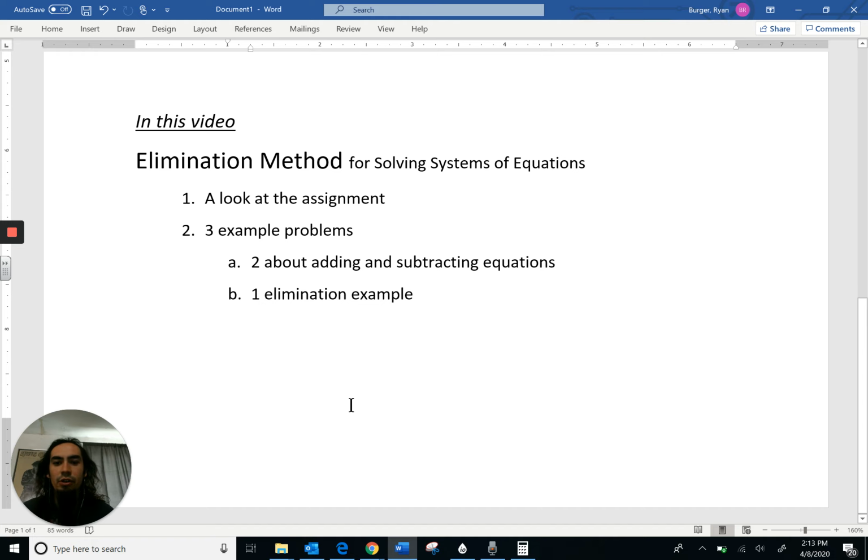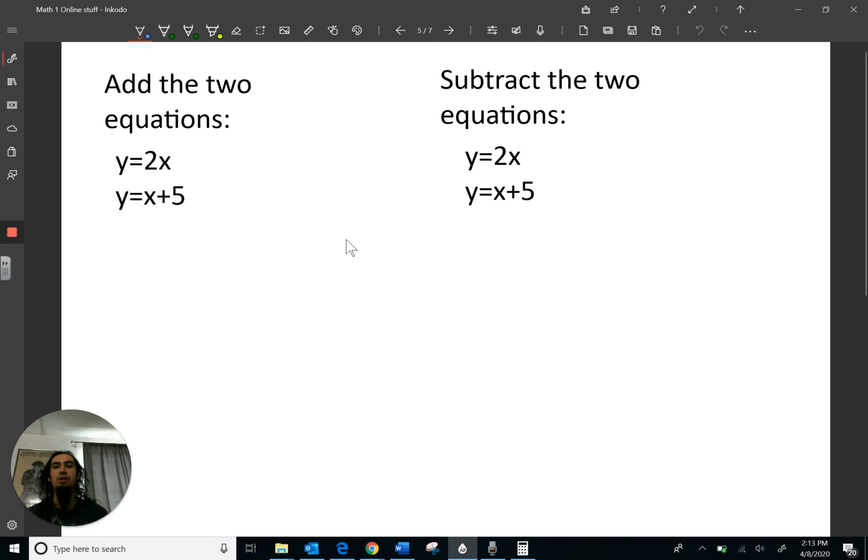Okay, so that's the look at the assignment. Let's go ahead and jump into our 3 example problems. So let's start off here. Add the 2 equations. Okay, so here's our 2 equations. y equals 2x, y equals x plus 5. And they want us to add them. Okay, so that shouldn't be too bad.